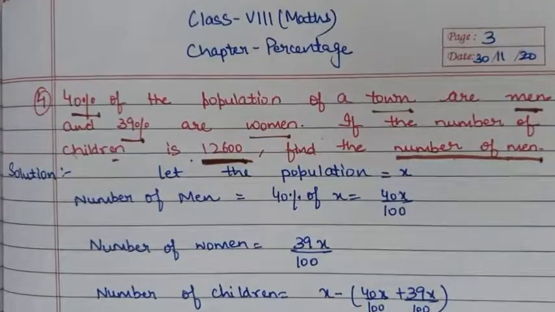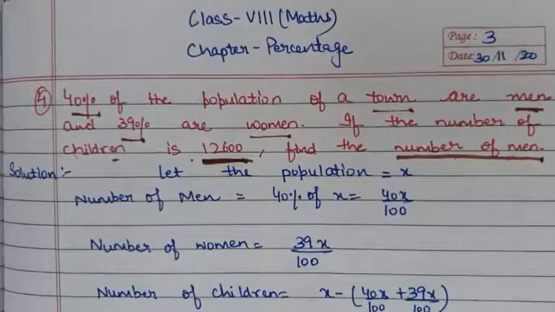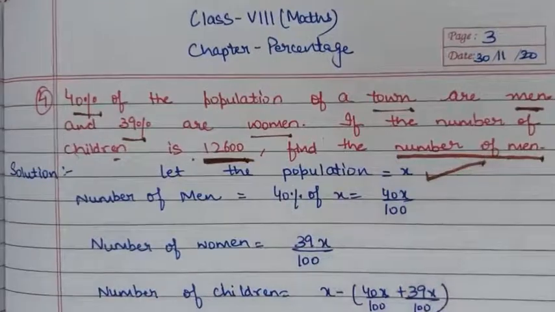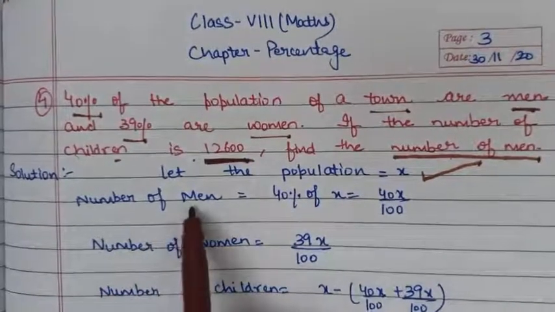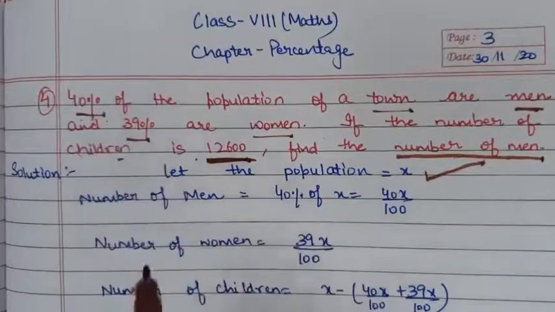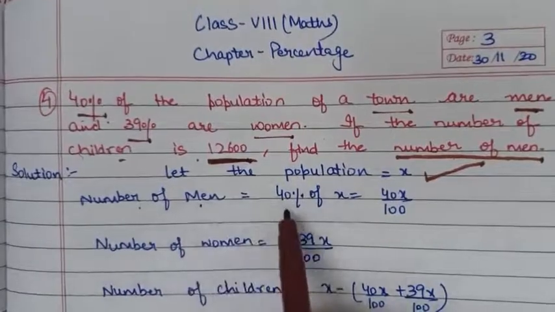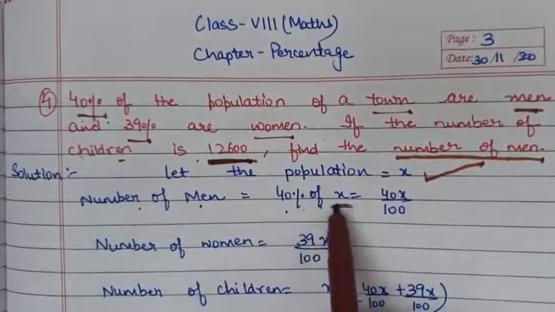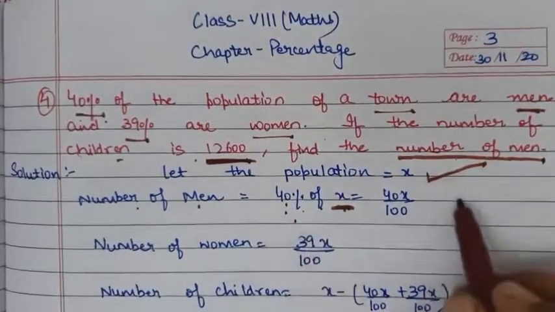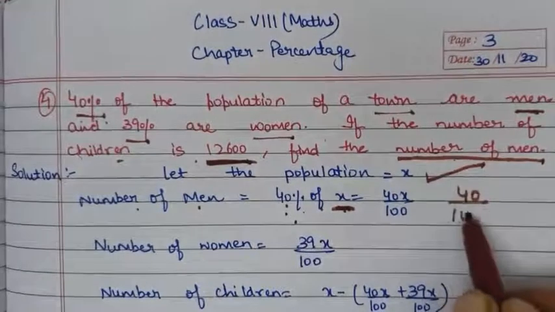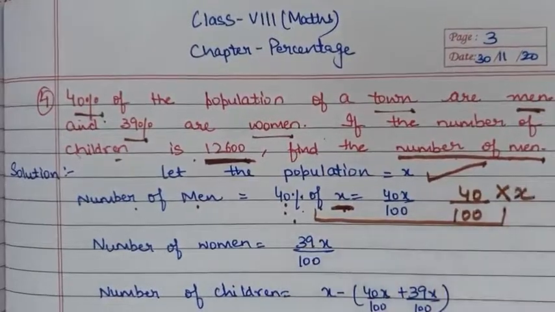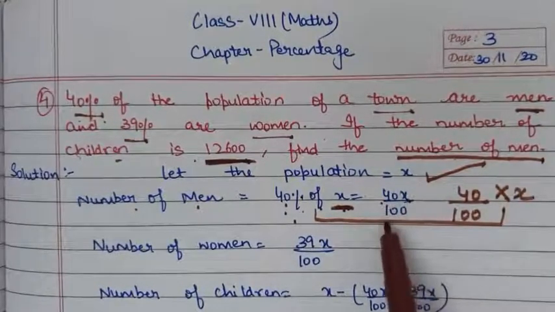Now, we don't know the total population. So, first of all, let the population be x. Now, it is given that the percentage of men is 40%. So, the number of men will be 40% of the total population. So, what do we get? 40 upon 100 multiply x. So, we get 40x upon 100.